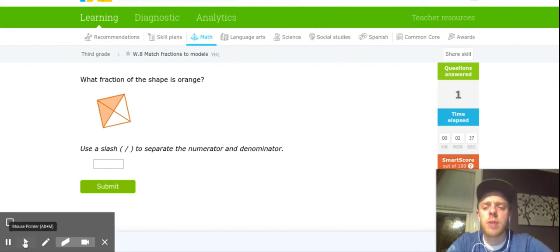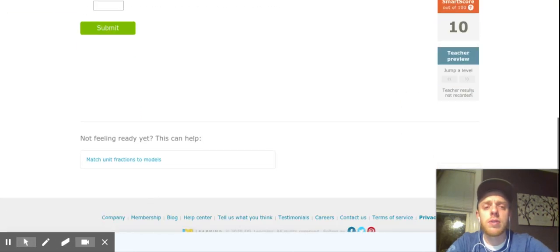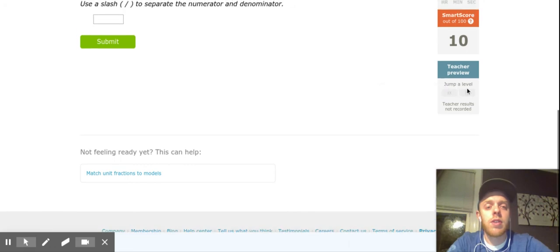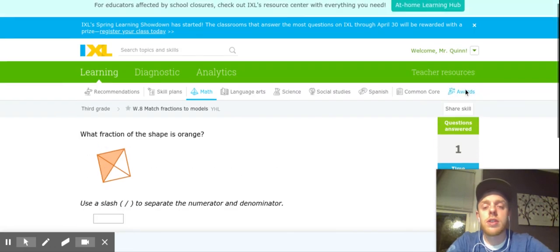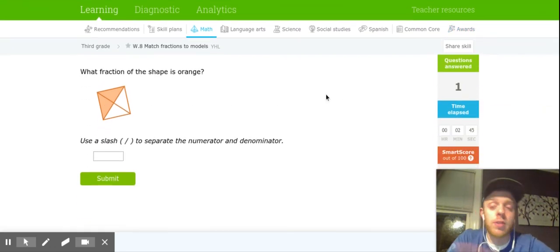So the first couple should be pretty easy. Let's see if there's some other levels. There are no additional levels. This only has 1 level, so that's really nice for everyone. But we're going to follow that same strategy.